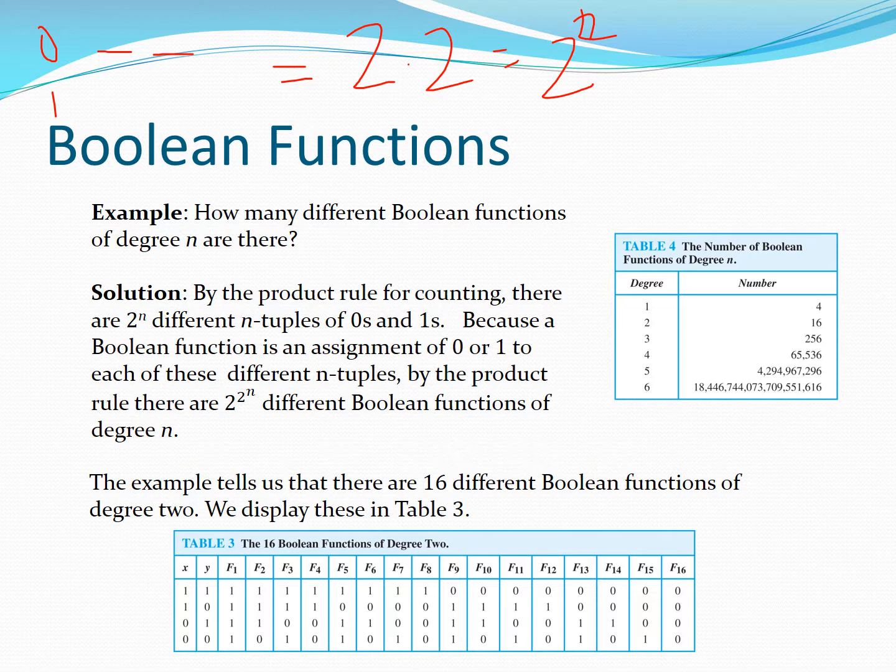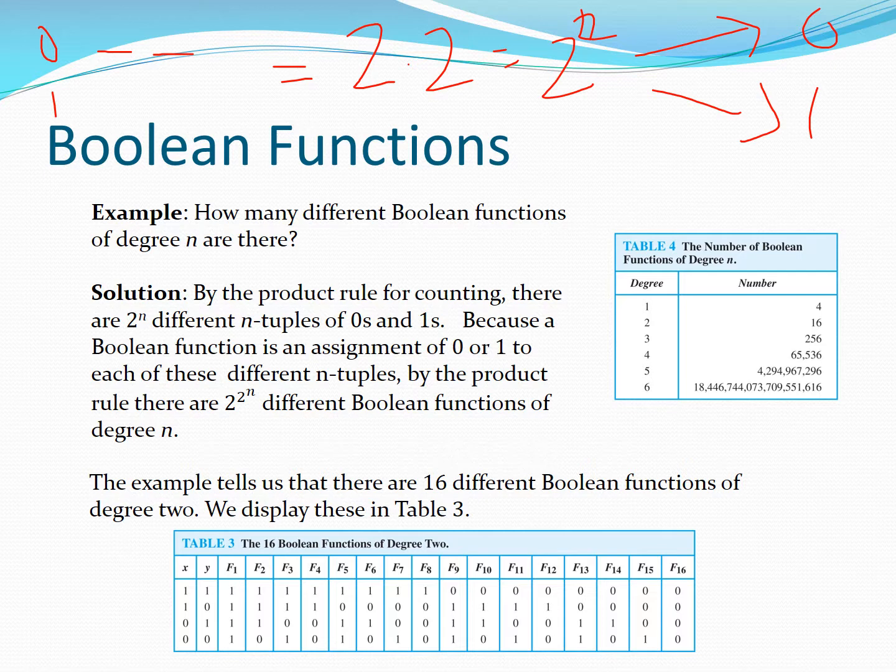All right. Now, adding to that, each of these n tuples is going to either evaluate to a 0 or a 1 when applied to a function. When you apply a function onto the given n tuples, it's either going to evaluate to a 0 or a 1. So each of these 2 to the n tuples has 2 ways of mapping. Each of them can either map to a 0 or map to a 1.